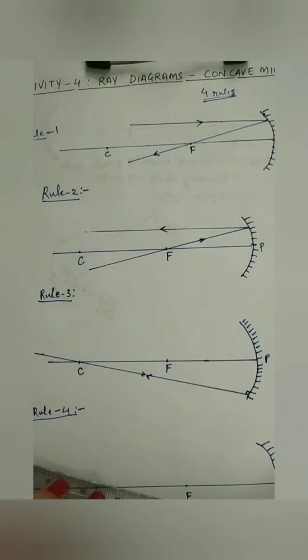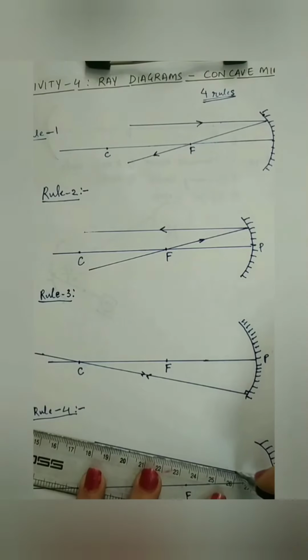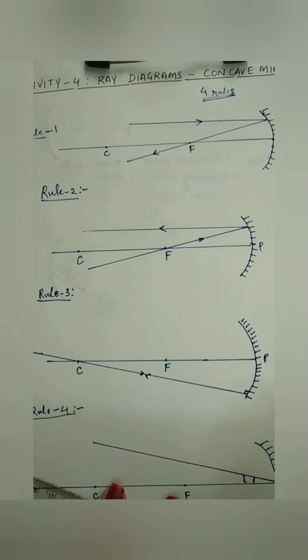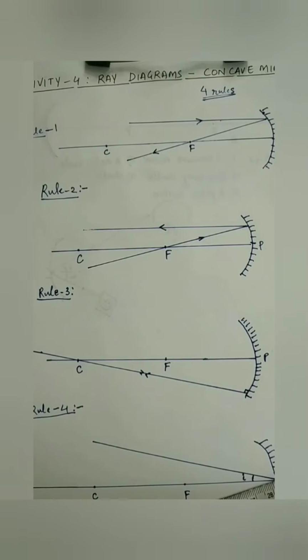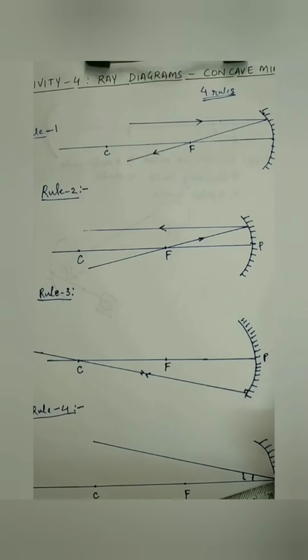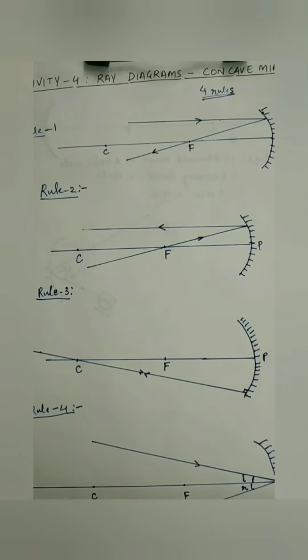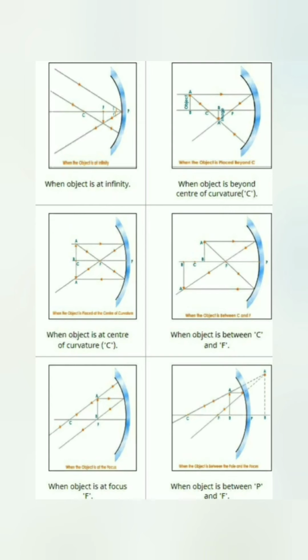The last rule is when a ray is incident obliquely on the mirror, it is reflected obliquely, obeying the laws of reflection. So in this case, angle i is equal to angle r. These are the 4 rules on the basis of which ray diagrams can be drawn. Any 2 out of 4 rules can be used to draw these ray diagrams.